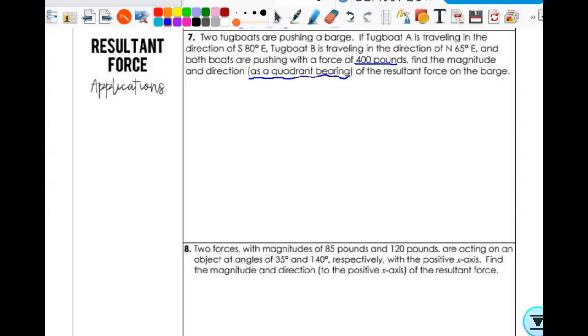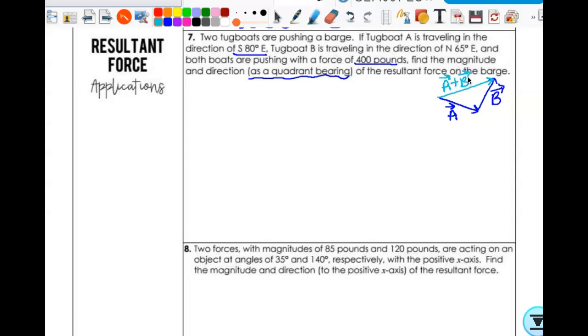Let's look back at what we have. Tugboat A is traveling in the direction of south 80 degrees east. So we're just going to do a rough little sketch over here. South 80 degrees east, and it will look something like that probably. There's vector A. Okay. And then B is traveling in a direction of north 65 degrees east, so it would look something like that probably. Again, it's totally fine that it's not super accurate here. And then when I add them, this is what I get. This would be vector A plus vector B. Okay, so that's my resultant force.